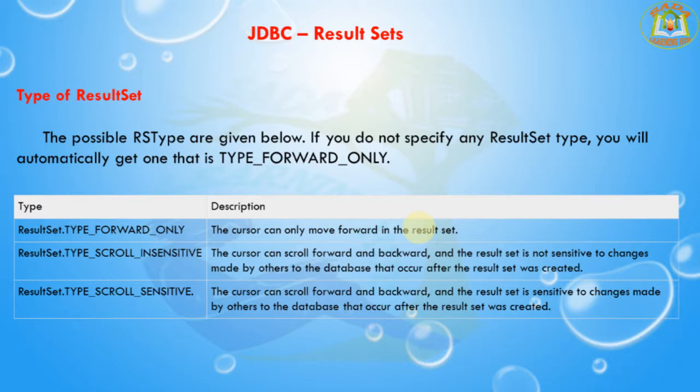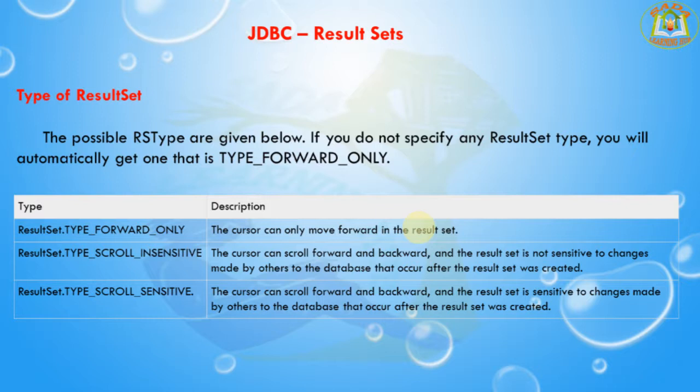Sensitive means, for example, you retrieve data from the result set. After retrieving the result set from the database, some other user changes the data in the database. In that situation, if your result set is scroll sensitive, the changes are reflected in your result set also. If it is insensitive, the changes do not affect your result set. That is the difference between insensitive and sensitive result sets.